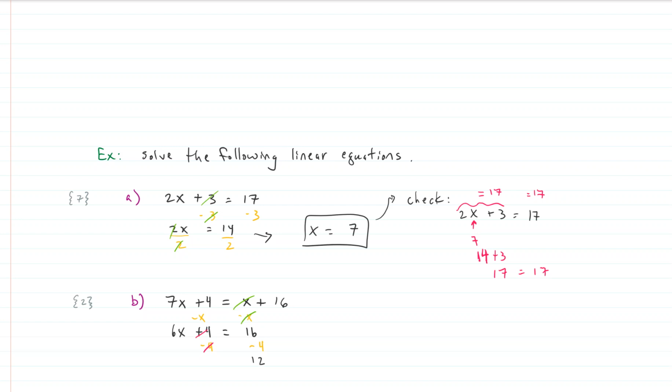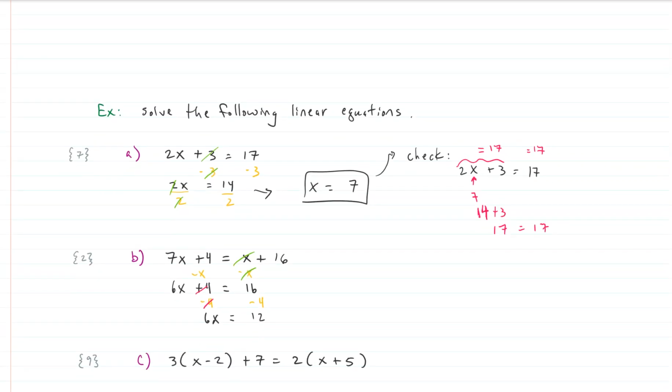And I have 6x. Our last step is, I'm going to come up here and finish. So I have 6x equals 12. We need to isolate the x completely, so we need to get the x by itself. If I divide both sides by 6, I get x equals 12 over 6, which is 2. And we're done.